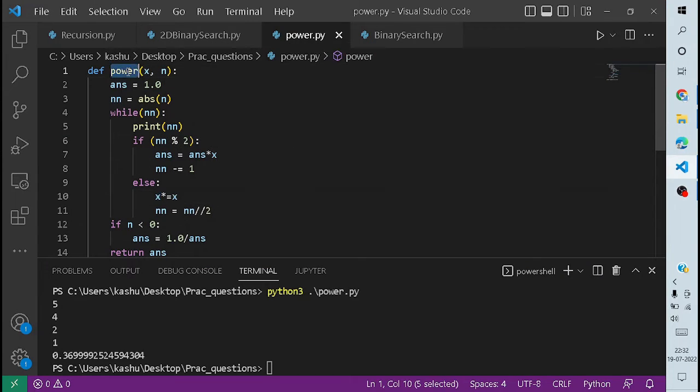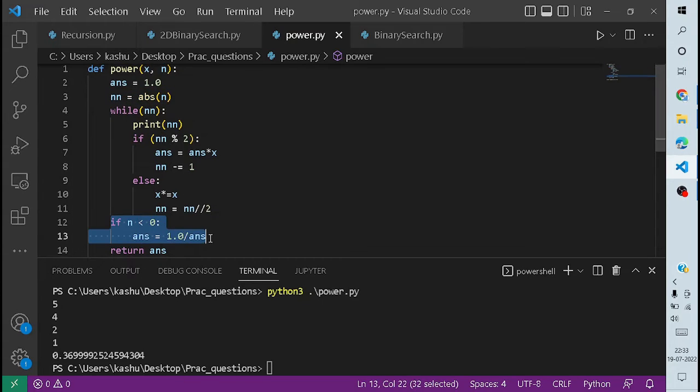So I have written this power function. x is the number and n is the power to which the number has to be raised. What I am doing is I am just calculating the absolute value of the power, because power could be both positive or negative, and then later on I will check whether it is negative. I will just calculate the reciprocal of whatever I have calculated over here and return it. So the sign part of the power is taken here.